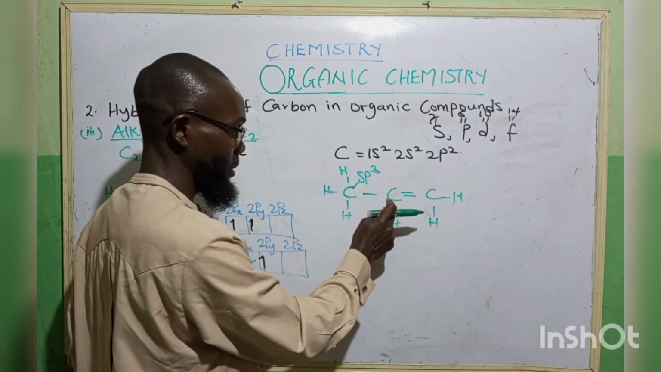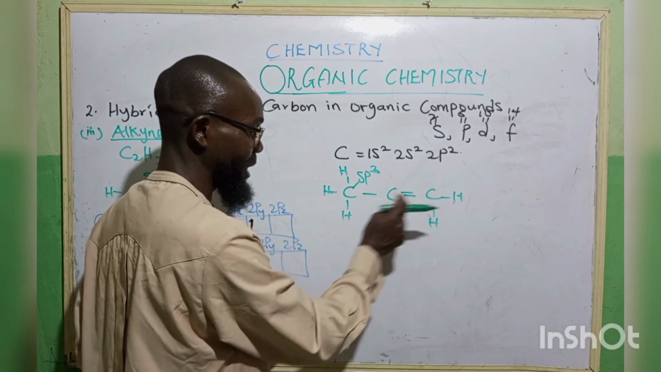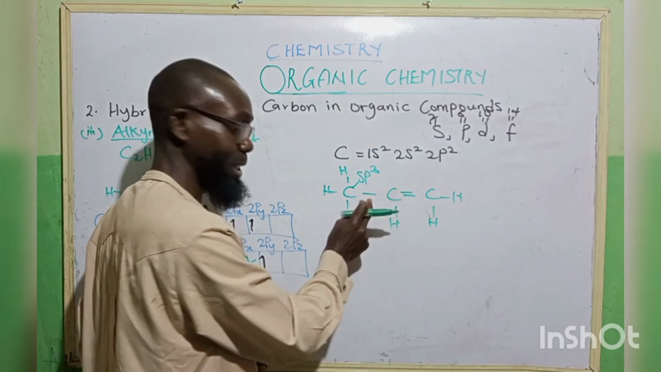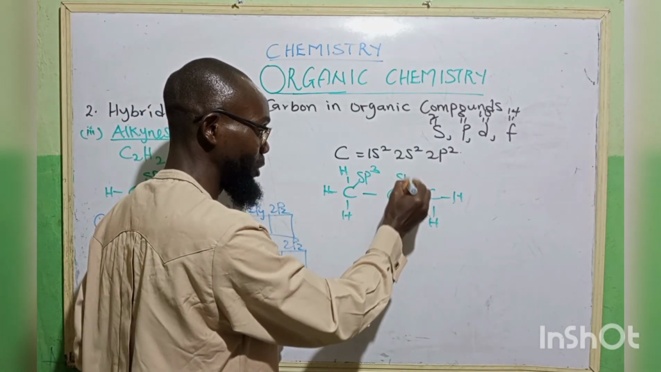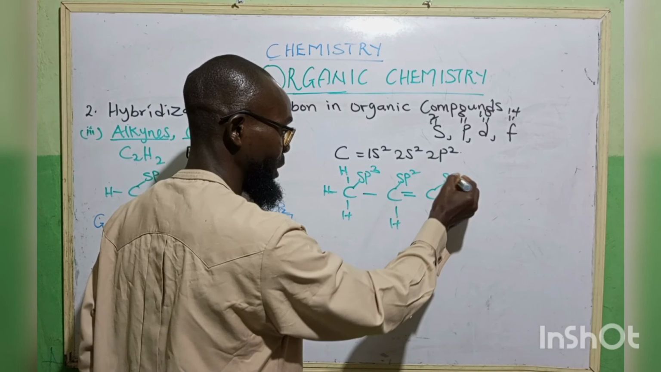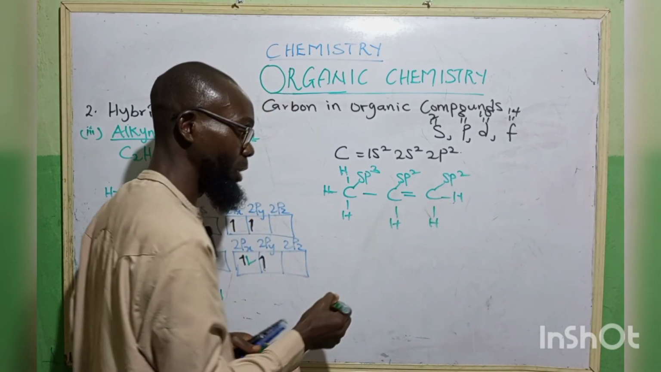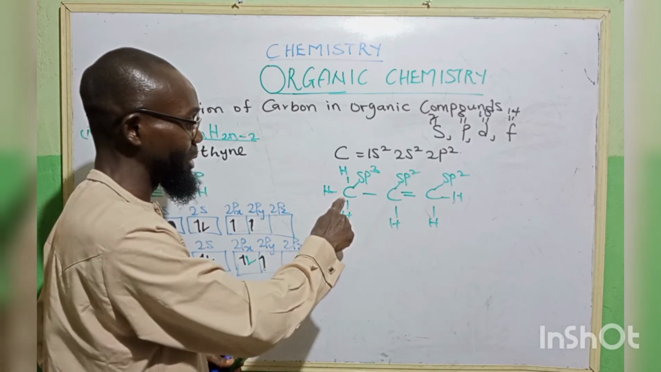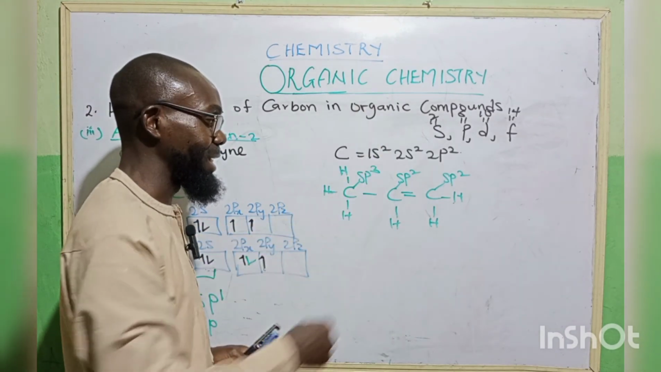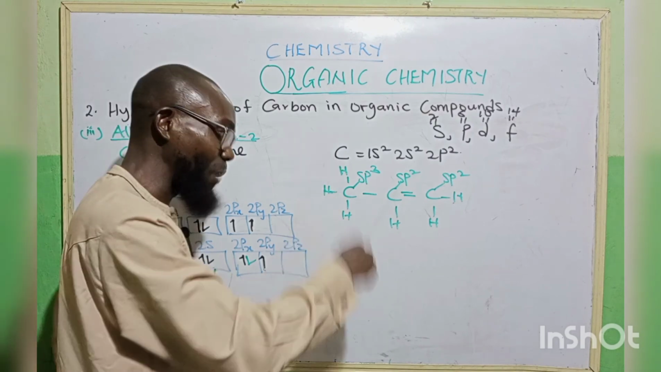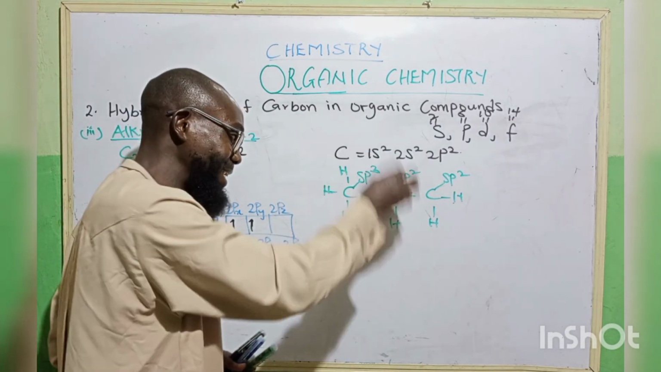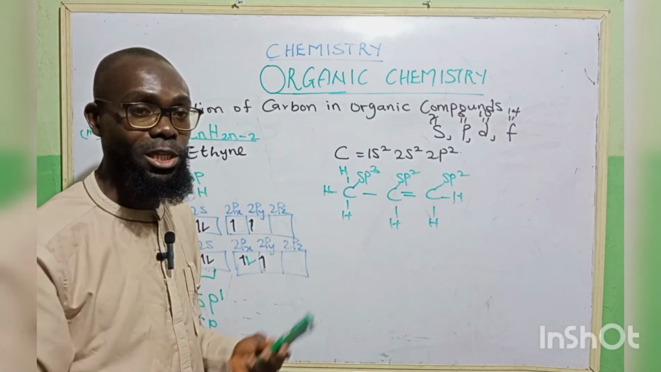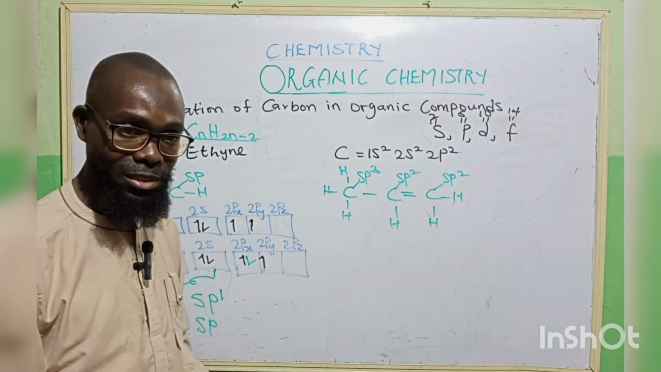When you look at this carbon and this carbon, we have a double bond here and a single bond here. So this double bond supersedes the single bond. So this carbon here is sp2. Why is this one also sp2? Because a double bond is joining them together. So when you are given a compound, if single bonds are surrounding the carbon, it is sp3 hybridized. If we have a double bond on the carbon, it is sp2. If it is triple bond, it is sp hybridized.